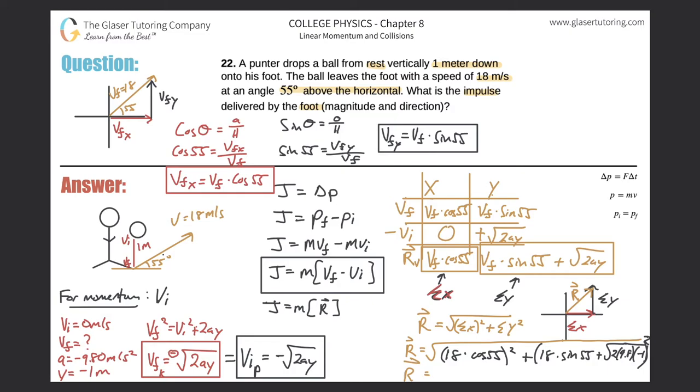And there it is. We get about 21.7751114, and we'll just round it to two sig figs, so we'll round that to 22. And that is now in meters per second. That's the resultant vector, not the answer yet. We're basically there, though.